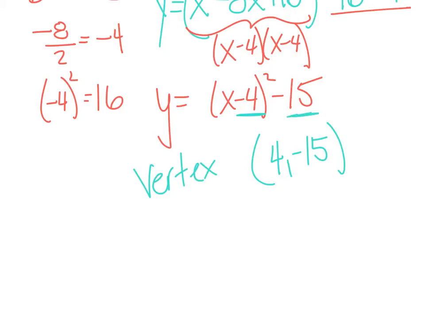So if they asked me to make a quick sketch, okay, so basically I would start at the origin. I would go over 4, and you should do the same in your notebook. I'm going to go down 15, put my vertex there, and I'm just going to make a quick sketch of what this parabola should look like.